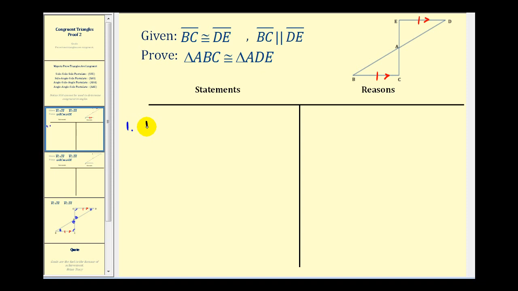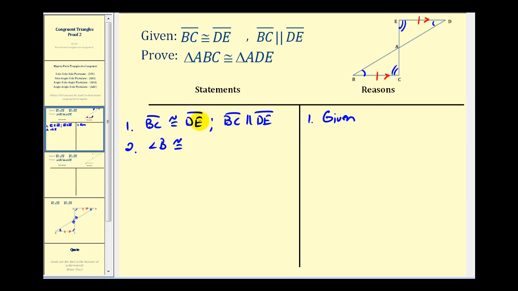Let's go ahead and state the given information. Segment BC is congruent to segment DE, and segment BC is parallel to segment DE. Let's use the information about these two being parallel to state that the alternate interior angles would be congruent. So now we'll state that angle B is congruent to angle D, and angle C is congruent to angle E. This is by the alternate interior angles theorem.